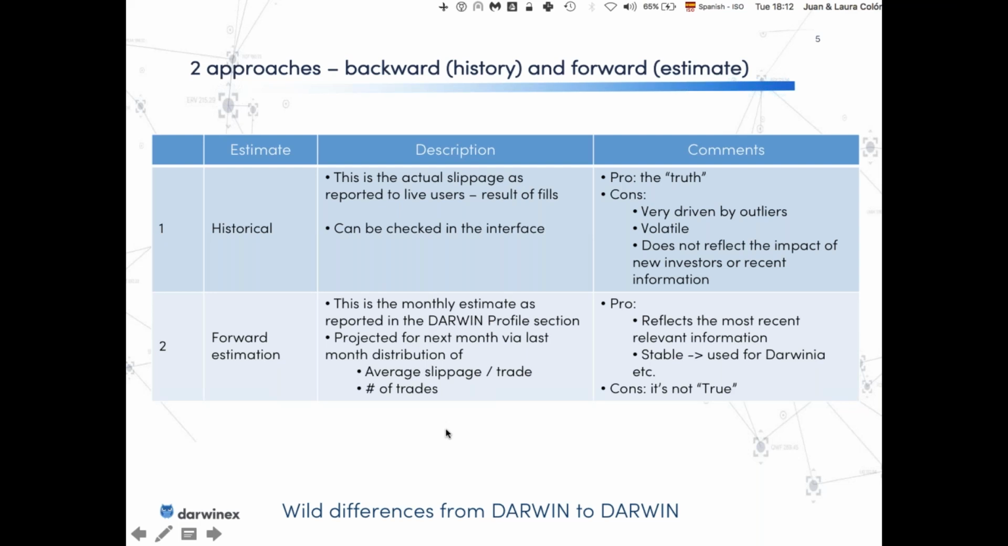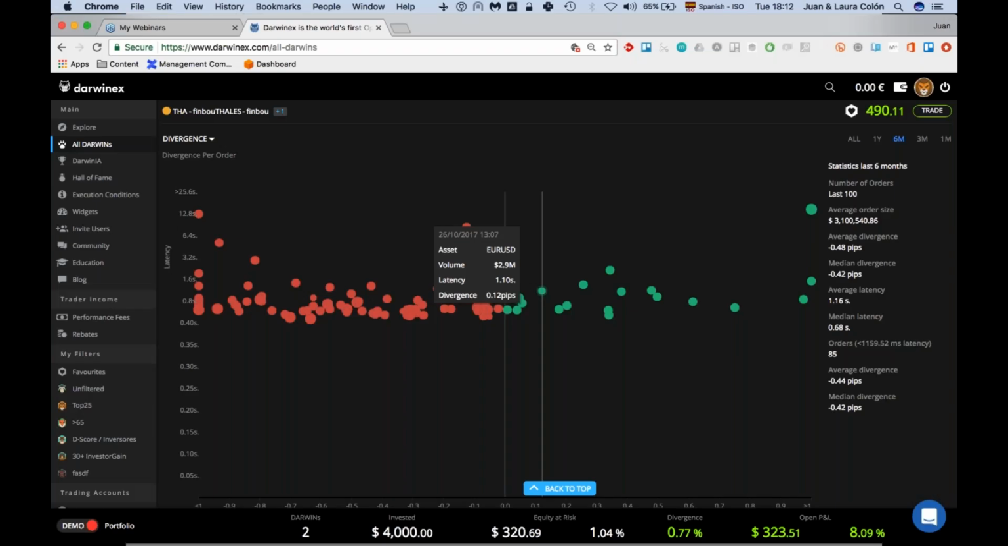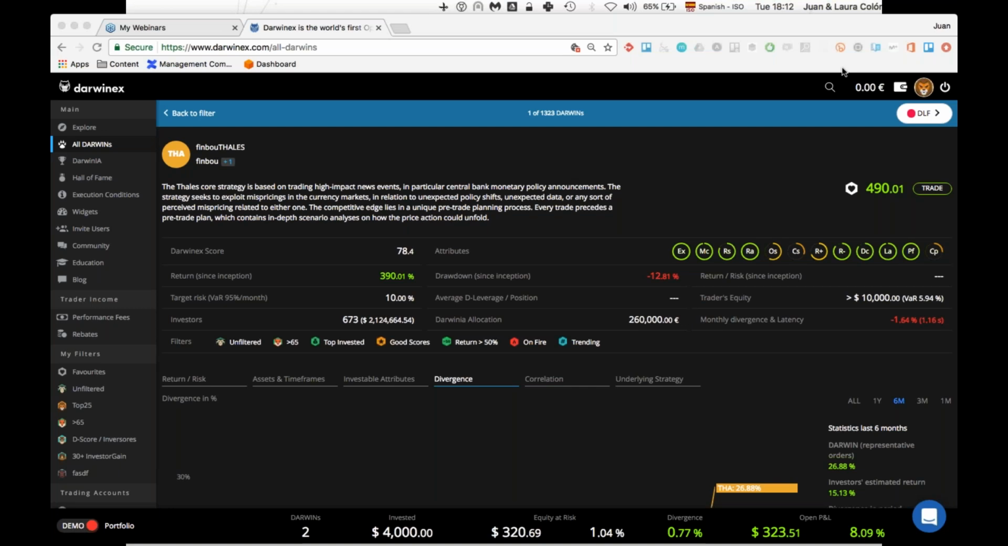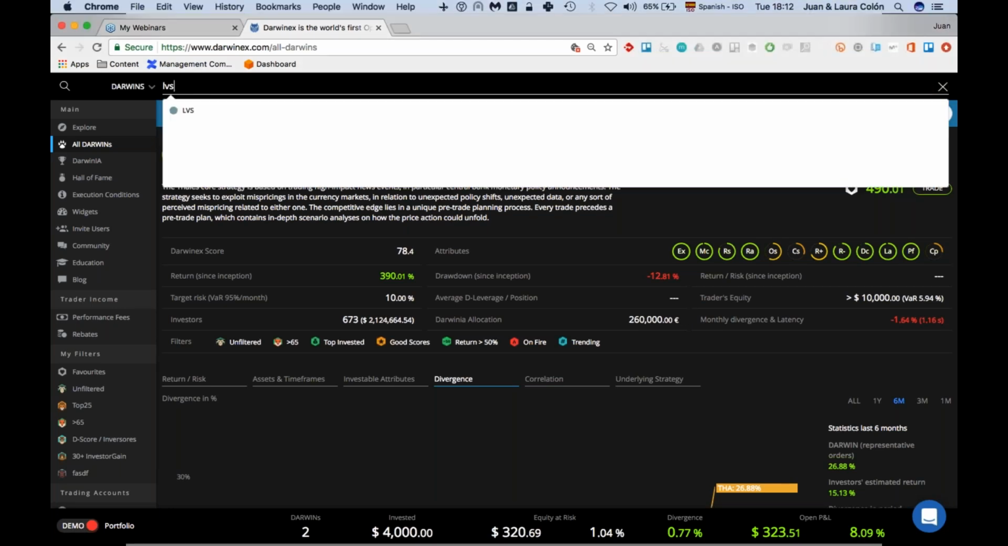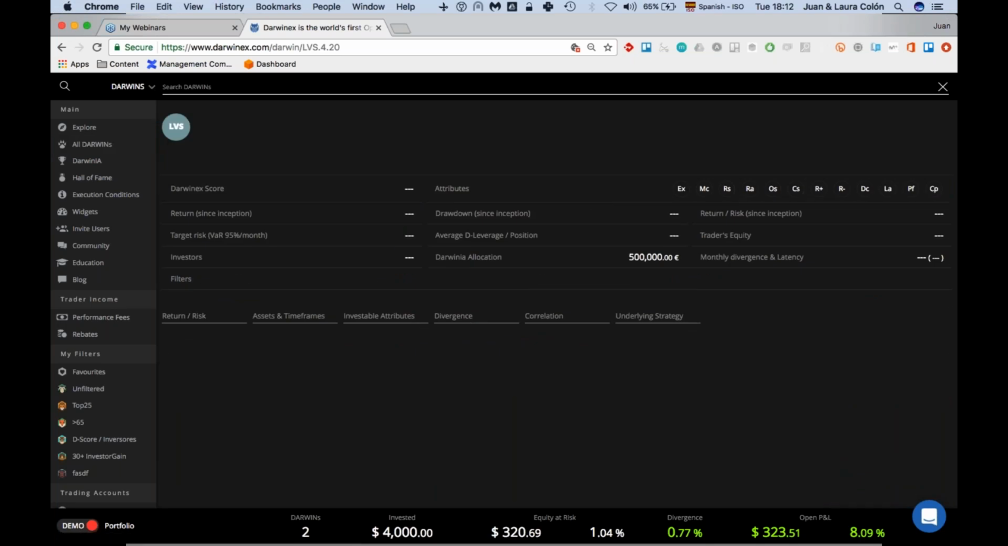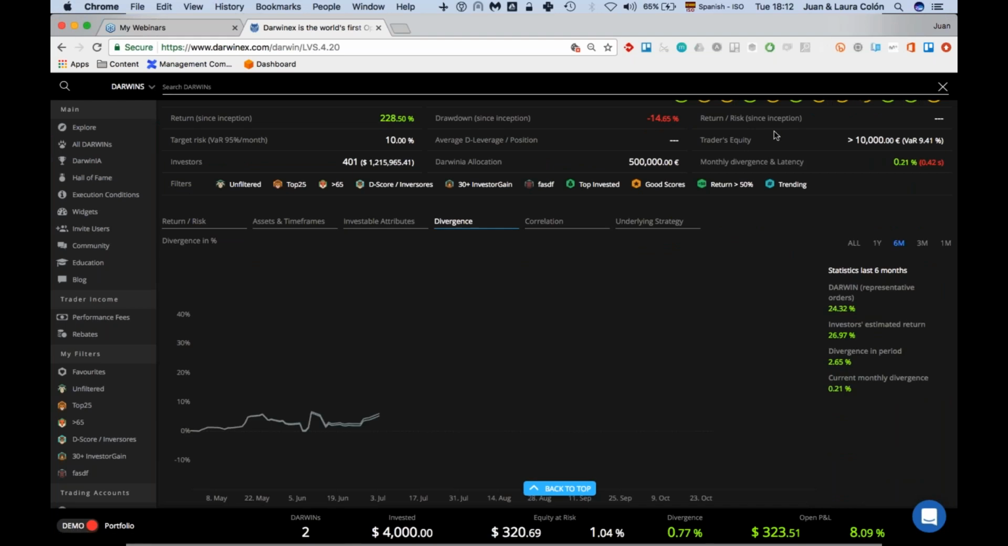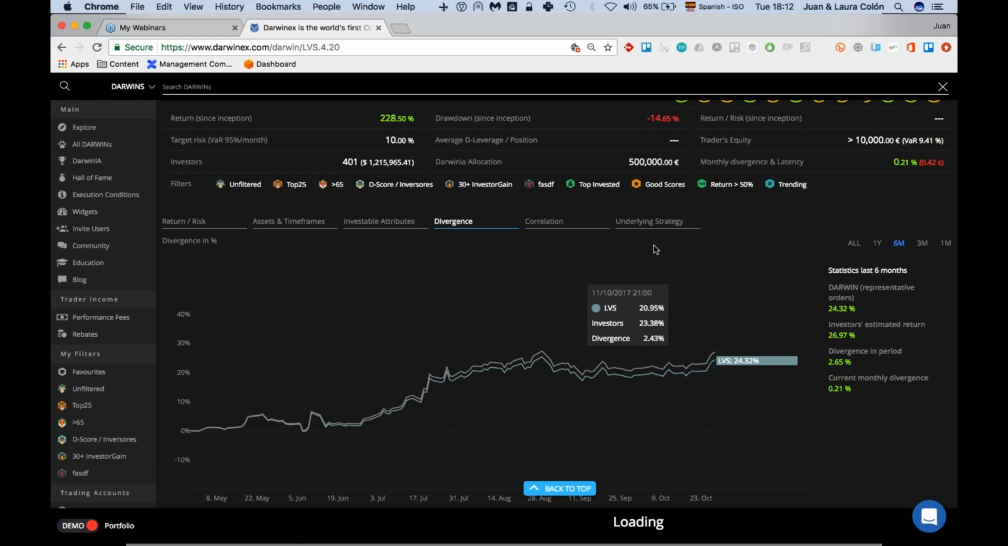So I was saying that the divergence, regardless of this historical versus forward estimation thing, is a very Darwin-specific phenomenon, because as you've seen already, it's not 100% correlated with the amount of investment that a Darwin has. DHA has 2.1 million and is already suffering quite a bit from divergence. But there's, say, LVS, which is a pretty similarly sized Darwin if you account for Darwinia and the investors, and their divergence is nowhere near as bad. As a matter of fact, it's actually positive. So you really have to look on a case-by-case basis.